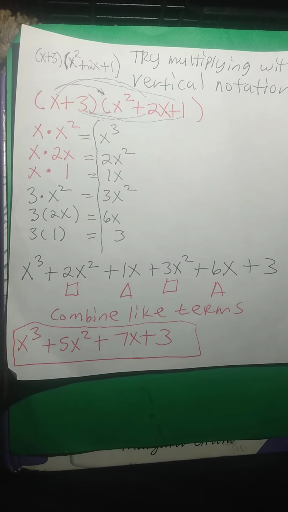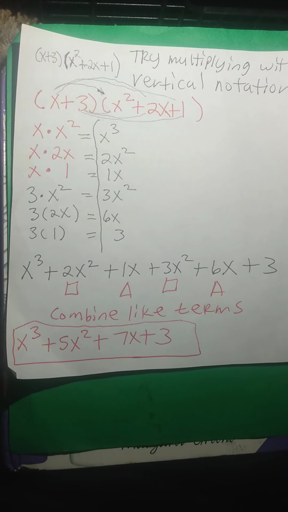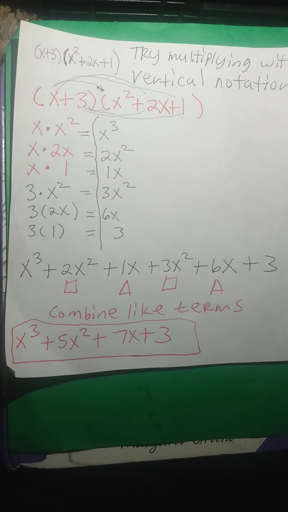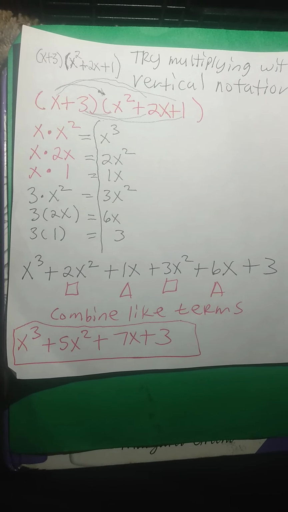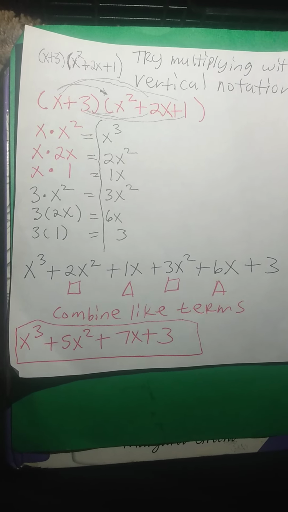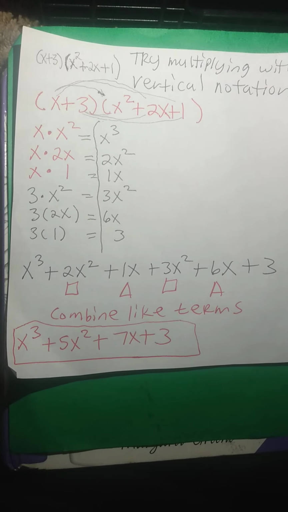So when we combine like terms, we will have 2x squared plus 3x squared, and that will be 5x squared, and 1x plus 6x, and that will give you 7x. So bring down the x to the power of 3 plus 5x squared plus 7x plus 3 after we combine like terms.